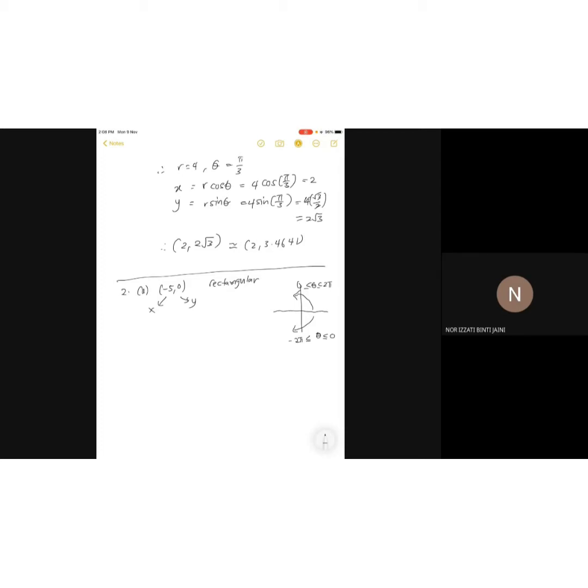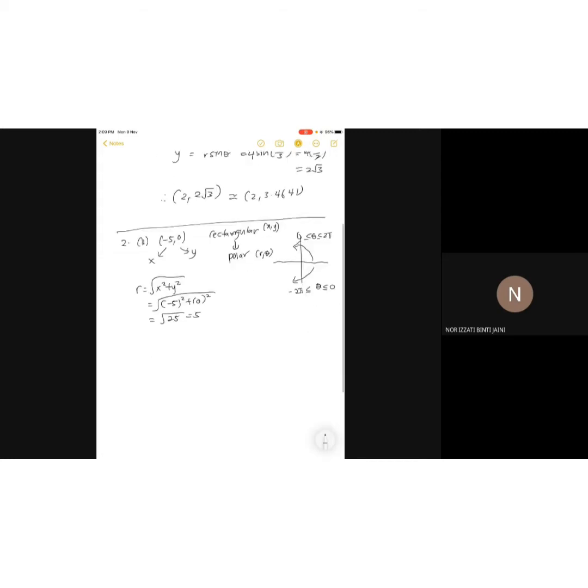Okay, so maksudnya kita kena cari R dan theta lah. Rectangular to polar means from XY, we want to change to R and theta. So again, guna formula. So R equals to apa? R sama dengan X kuasa 2 tambah Y kuasa 2, punca kuasa kan? Okay. You akan dapat 5. Now you want to find the theta.